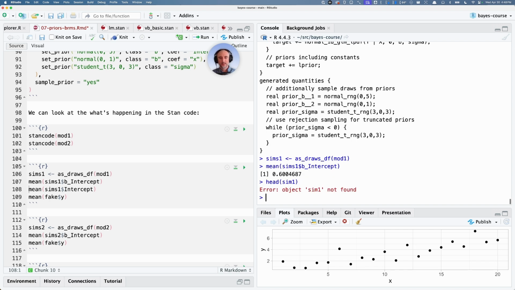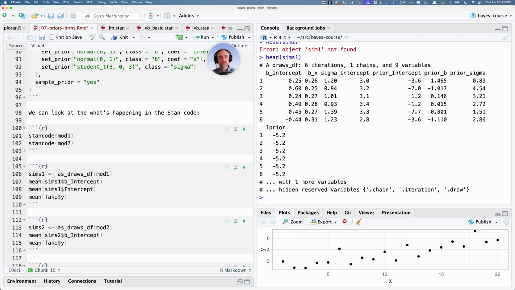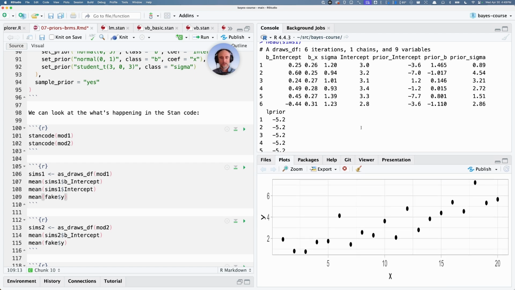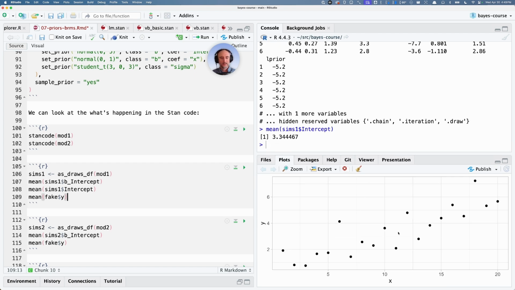So if we look at sims1, each column is a parameter, and each row is a sample from the posterior. If we look at the mean of the intercept in model 1, it's 3.334. And if we look back at the data that we gave it, that should be the expected value of y at a mean value of x, which should be 10 in this case. So that's what we see here.